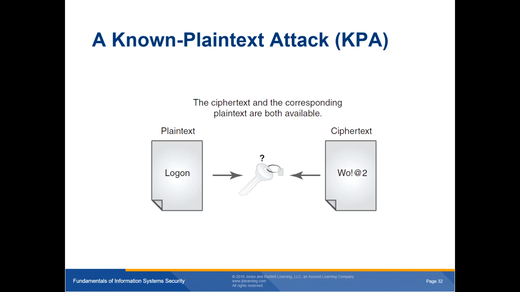A known plaintext attack, KPA. The ciphertext and the corresponding plaintext are both available, but we don't know what the key is. We know what the plaintext is and we know what the ciphertext is, but we have no idea what the key is. Here the cryptanalyst possesses certain pieces of information before and after encryption. For example, all secure logon sessions may begin with the characters L-O-G-O-N, and the next transmission may be password. A secure encryption cipher should resist an attack by an analyst who has access to numerous plaintext-ciphertext pairs.